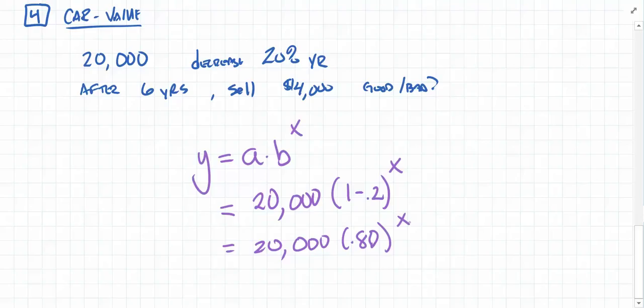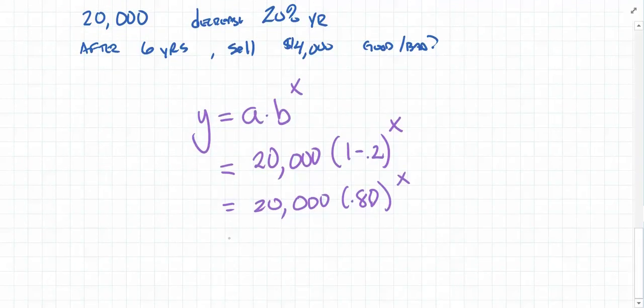Okay, and then how many years later is this? That's equal to 6. Okay, so 20,000, and then I've got 0.8 all to the 6. Why don't you guys go ahead and compute that for me and tell me what you think that car is worth.